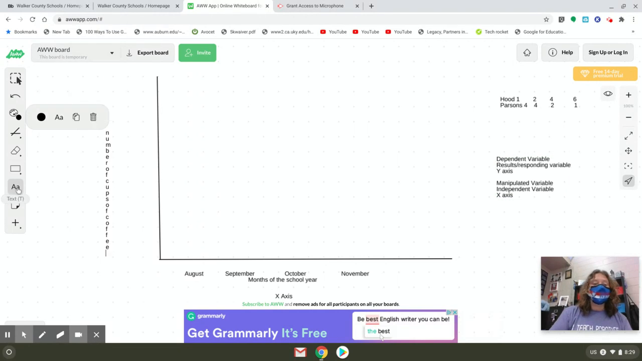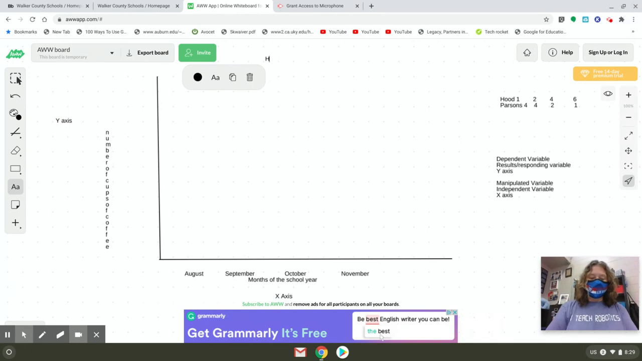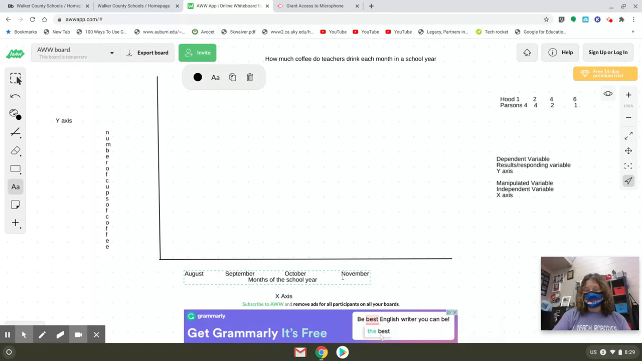So now we have our graph set up. We need to give our graph a title. The title is, how much coffee do teachers drink each month in a school year? By reading the title, we know exactly what information we can gather from this data table.